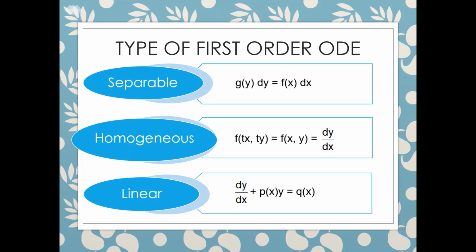If the equation is not separable, you need to check whether it is homogeneous or not. That is by checking whether f(λx, λy) is equal to f(x, y), which is equal to dy over dx. If the first order ODE can be represented in the form of dy over dx plus p(x)y equal to q(x), then the equation is said to be linear.